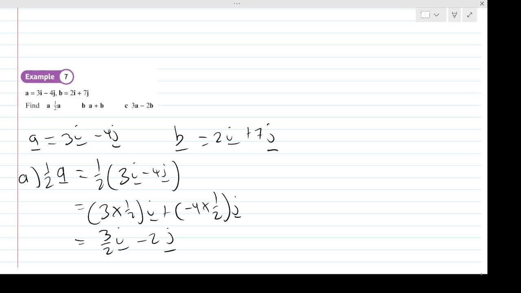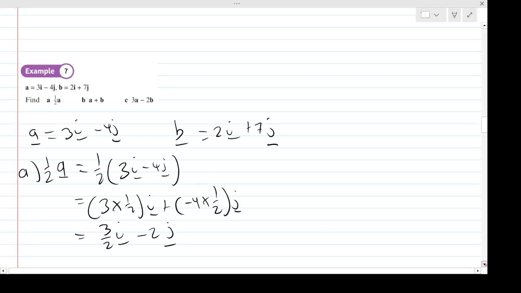And that's it. Okay. So very, very similar to column vectors, right? Pretty much the same idea. When we multiply by a number, say a half, we can times that by the two numbers in the two different components. So the i component and the j component. And we do it in the same way.